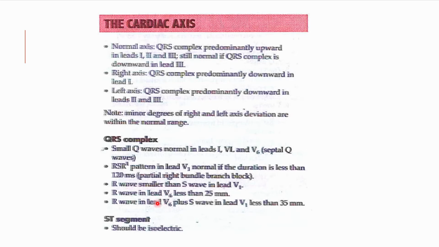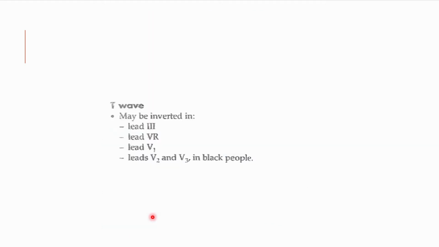If the R wave in lead V6 plus the S wave in lead V1 should be less than 35 millimeters. If they're greater than this, then this indicates that there is a left ventricular hypertrophy. Then of course the ST segment should be at the isoelectric line.